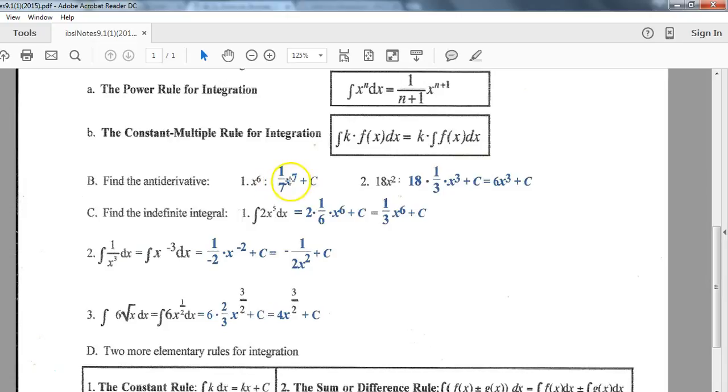And you could either write that as x to the 7th over 7, or you can pull the 1/7 out front, x to the 7th. Either way, it doesn't matter. Just don't forget the plus c.